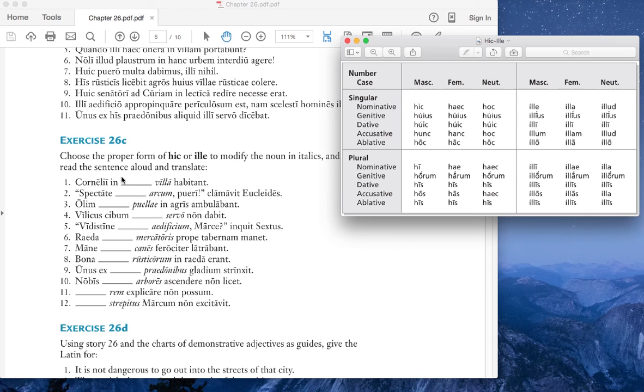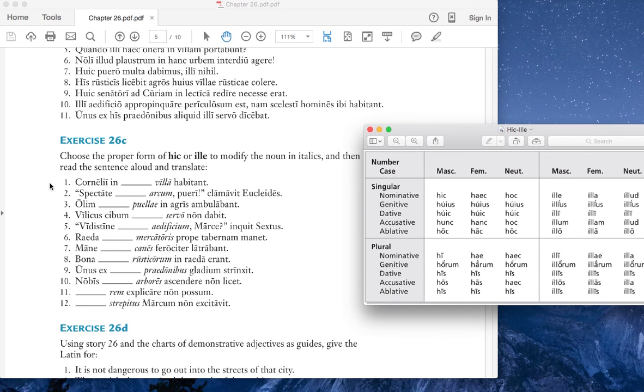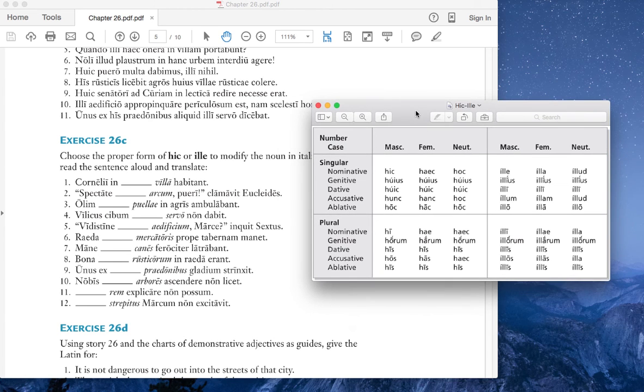And for 26C, you do have to think this through a little bit. Now it says choose the proper form of hic or ille to modify the noun in italics, and then read the sentence aloud and translate. So that is again confusing. Are you supposed to use hic or are you supposed to use ille? I say use both, just to get more familiar with it. So for each one, you might put in the right form of hic and of ille, depending on the noun that those demonstratives, like adjectives or pronouns, are modifying here.